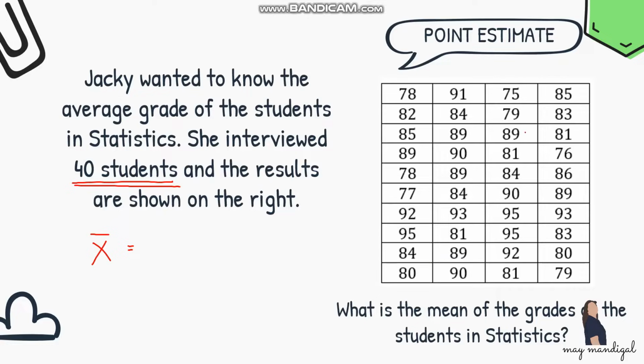If you add all of these, we will get 3,416, and then divide it by the number of scores, which is 40. Therefore, we have 85.4. This mean of the sample can be used as our estimate for the population mean. This is what we call the point estimate, because as you can see, there is only one value. We are able to identify one value that estimates the population mean.